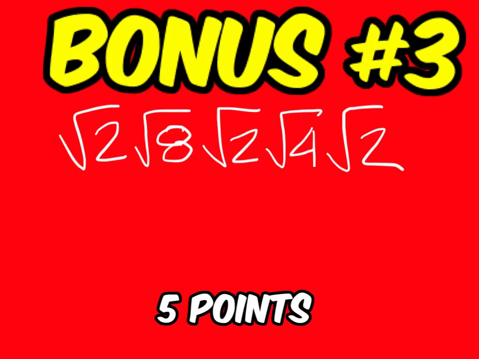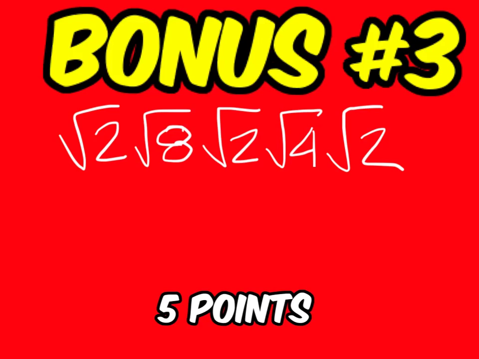Here's the bonus problem, but done a different way. If you multiply here, here, and here, you get the square root of 8, right? Square root of 8 times square root of 8 is what? It's just 8. And what's the square root of 4? 2. 16.